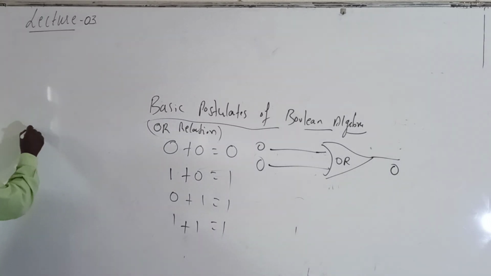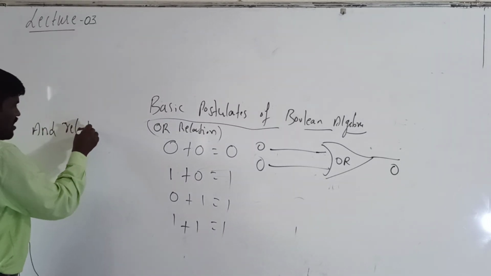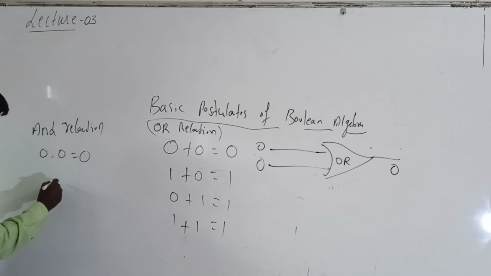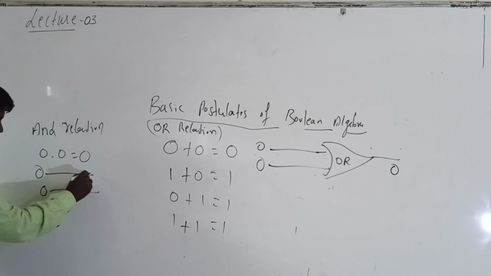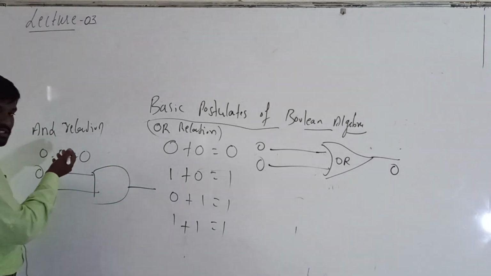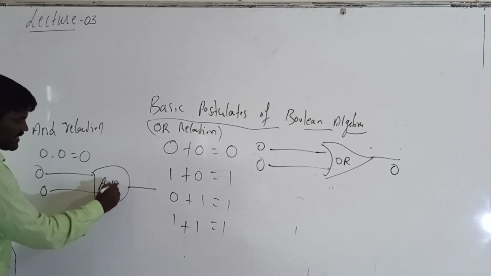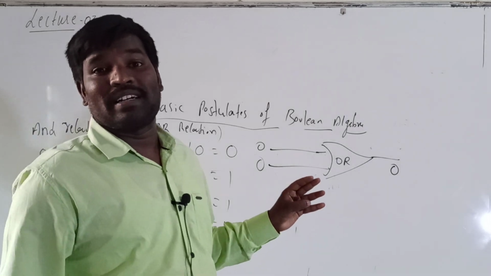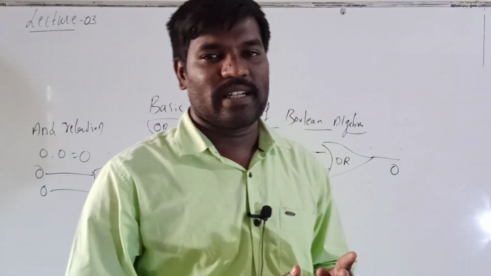In the same way, you can write the AND relation. AND relation means 0 into 0, you will get 0. The circuit symbol for 0 into 0 is: first input is 0, second input is also 0. You can apply AND, which is the capital D shape. So after applying AND, again it becomes 0. So it is equivalent to logical multiplication.